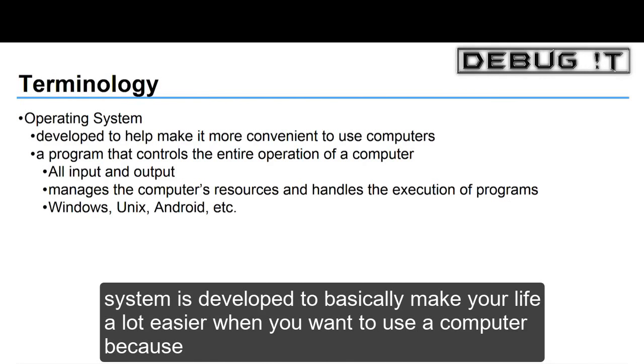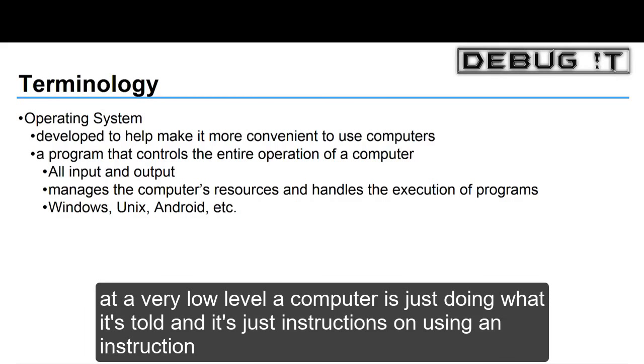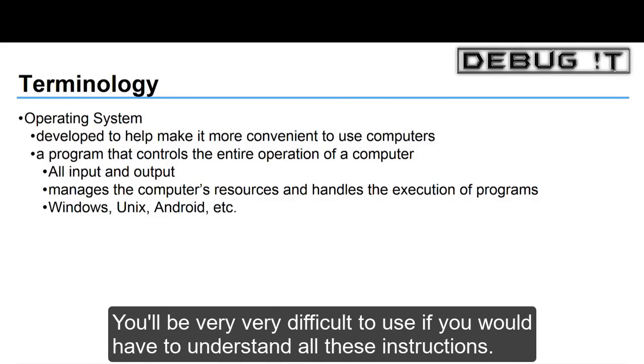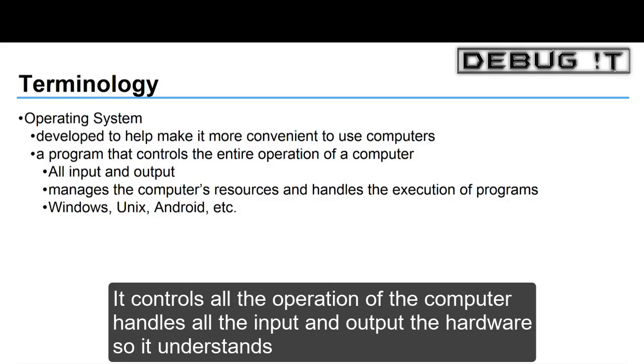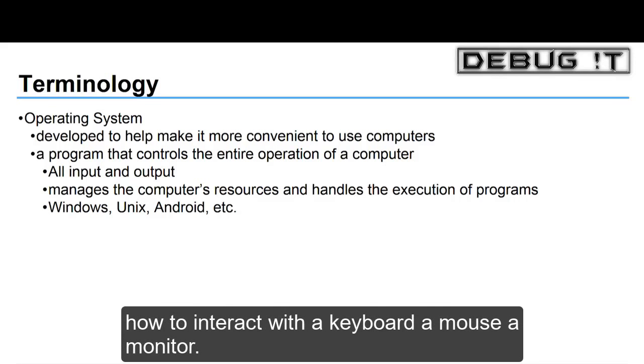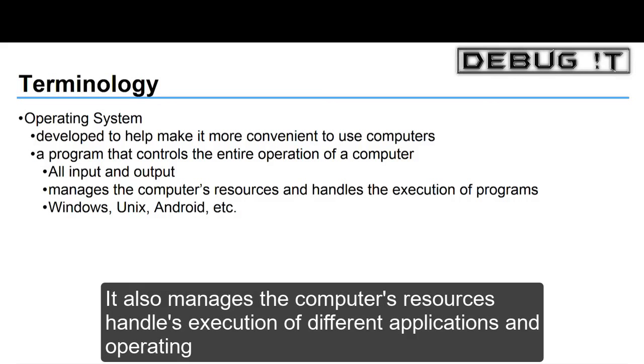An operating system is developed to basically make your life a lot easier when you want to use the computer. At a very low level, a computer is just doing what it's told, using an instruction set, and it would be very difficult to use if you had to understand all these instructions. So there's a program called an operating system that makes it easier for a user to use a computer. It controls all the operation of the computer and handles all the input and output via hardware, so it understands how to interact with a keyboard, a mouse, a monitor. It also manages the computer's resources and handles execution of different applications.